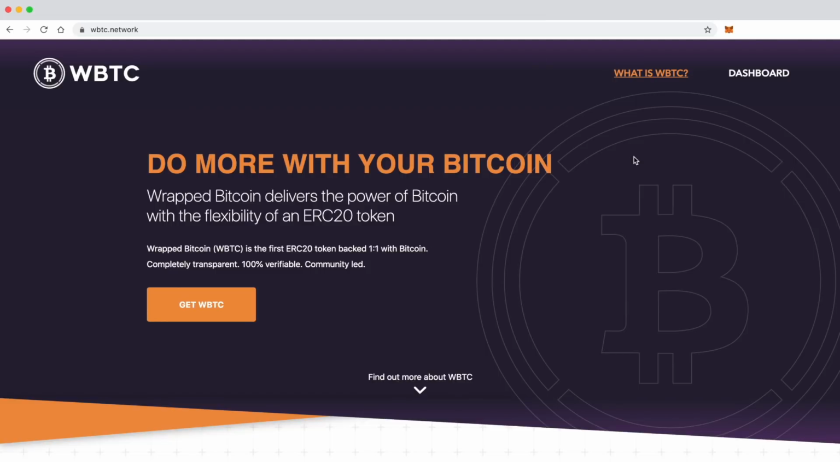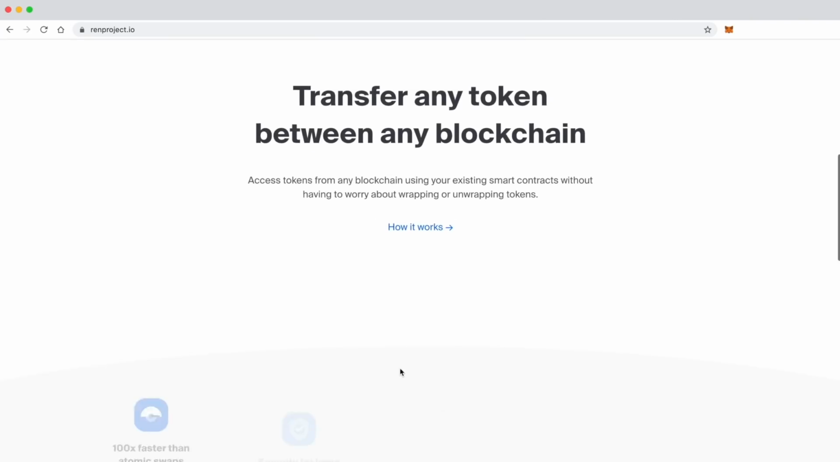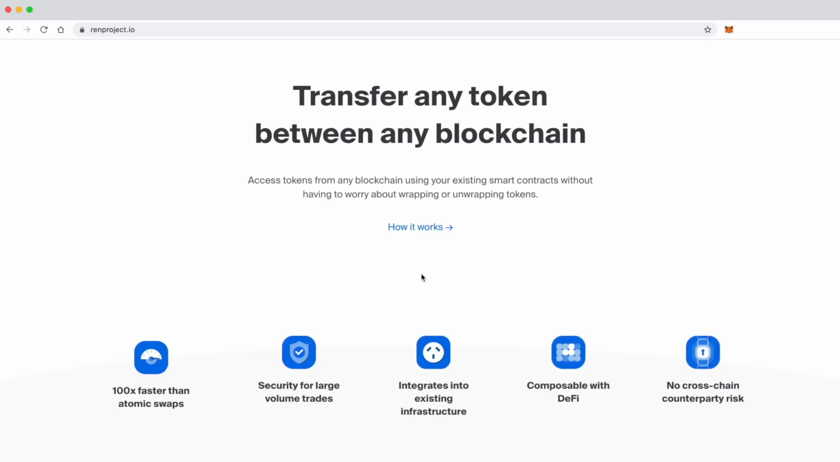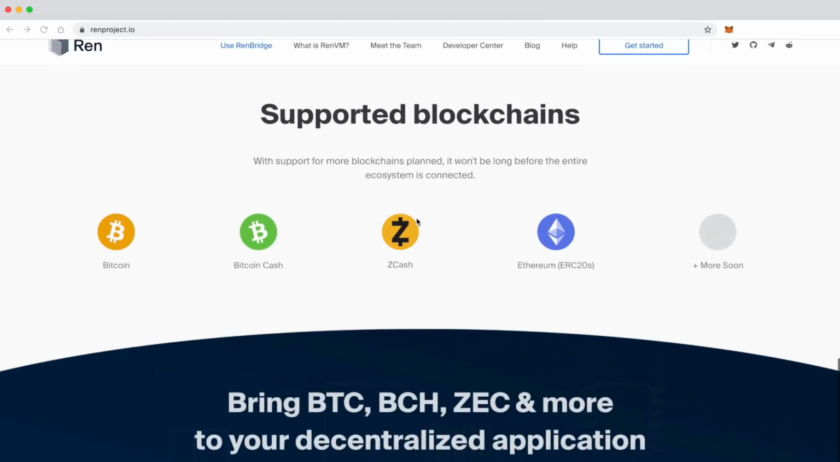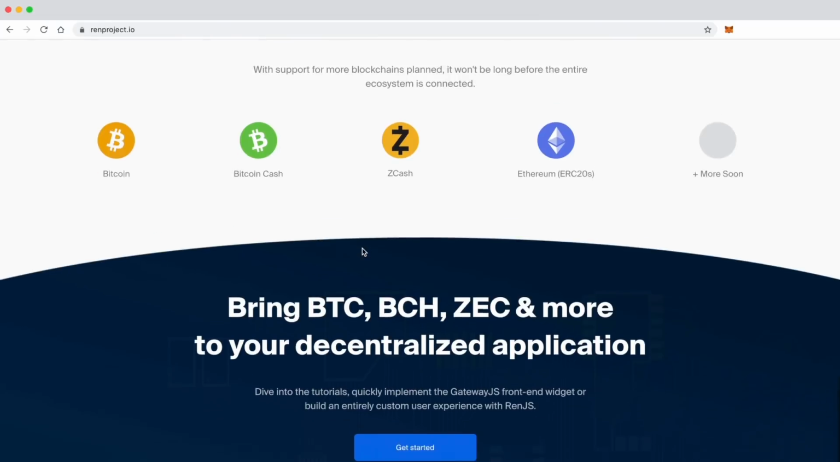And I'm going to quickly jump over to project number 10 because it's very similar. And this is Ren. So Ren is a lot like Wrapped Bitcoin because you can move Bitcoin over to the Ethereum blockchain to use it for the same reasons. But Ren actually supports more cryptocurrencies, okay, and other blockchains. So basically, you can do Bitcoin, so renBTC, a lot like Wrapped BTC or WBTC, but you can also do Bitcoin Cash, Zcash, et cetera.